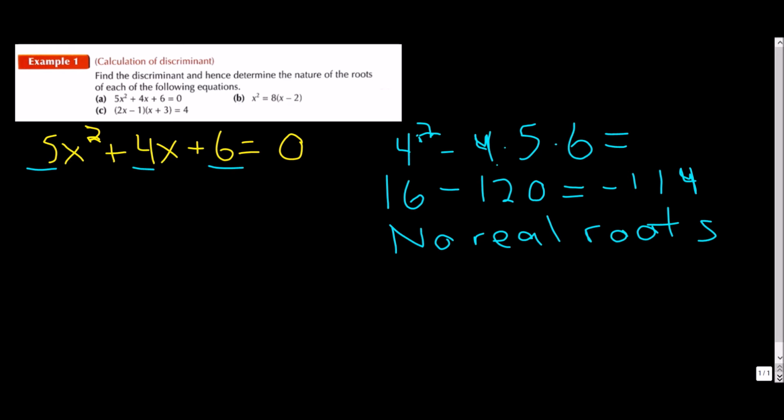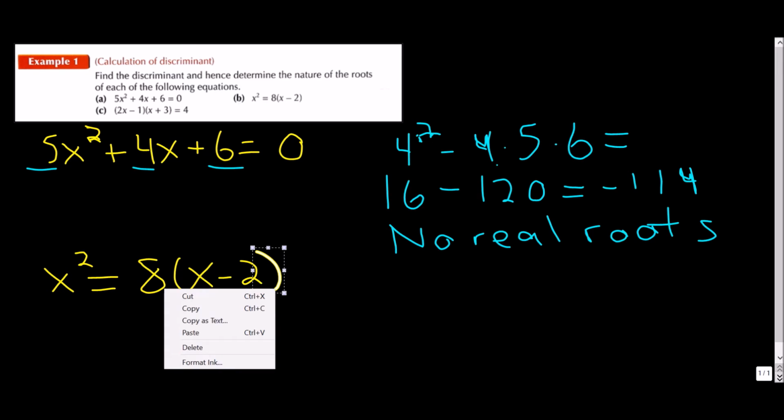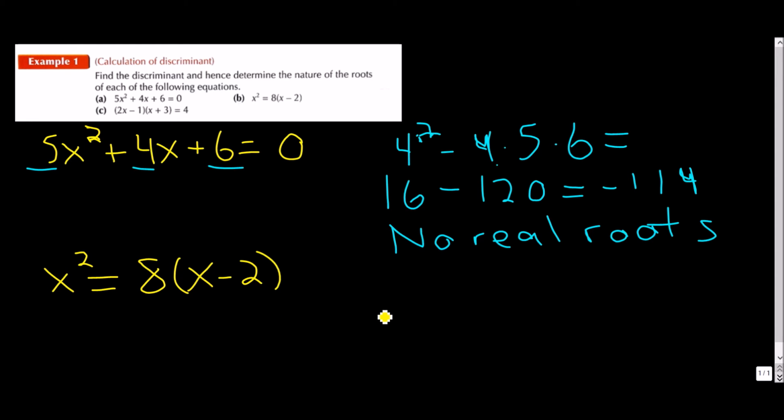So b gives us x squared equals 8 times x minus 2. Now this is an equation, but it's not in the standard form for us. What that means is we have to make it into standard form. So we need to have it in this setup here: ax squared plus bx plus c equals 0. The plus signs don't necessarily have to be there. They could be minus signs. We just have to adjust that later. But we have to have everything on one side and 0 on the other. That has to happen. So we're going to go ahead and alter this slightly.